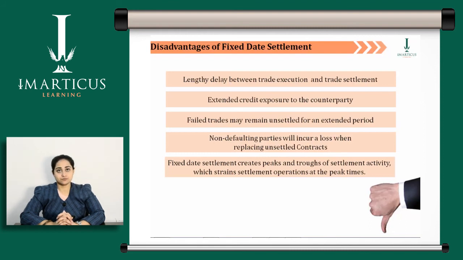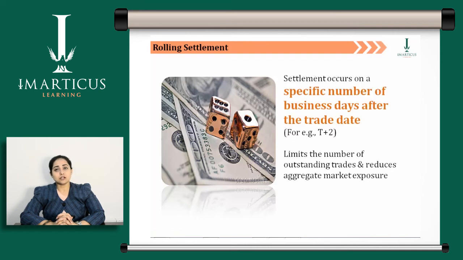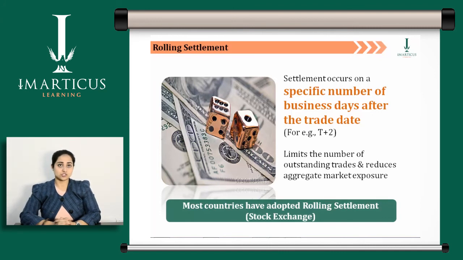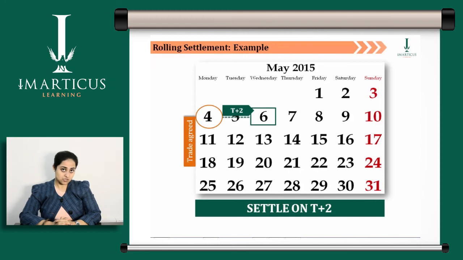Due to the limitations of fixed date settlement that we just learnt about, rolling settlement has become quite popular. But what is rolling settlement? In a rolling settlement, the settlement occurs on a specific number of business days after the trade date, such as T+2. This limits the number of outstanding trades and reduces the aggregate market exposure. Most countries have now adopted rolling settlement for stock exchanges. Under rolling settlement, if a trade is agreed on May 4th, the trade will settle on May 6th. If it is agreed on 18th, it will settle on 20th, and so on.